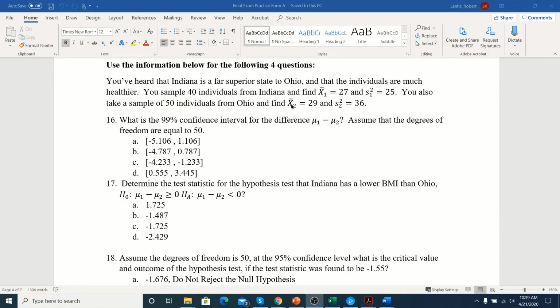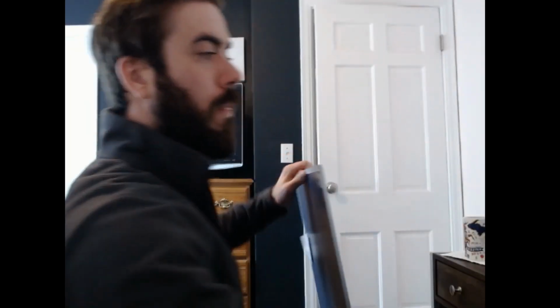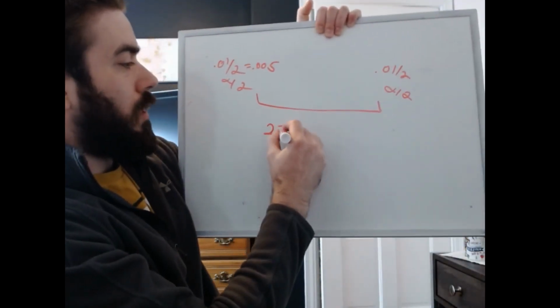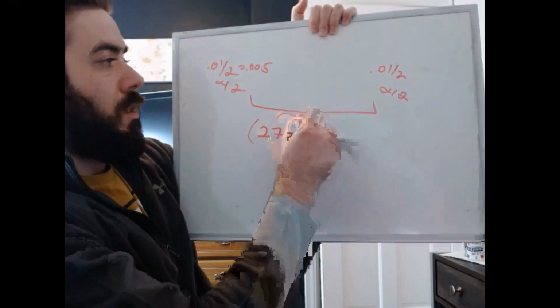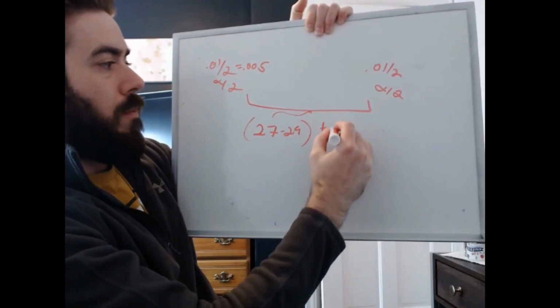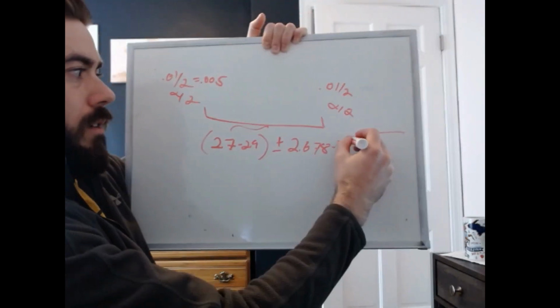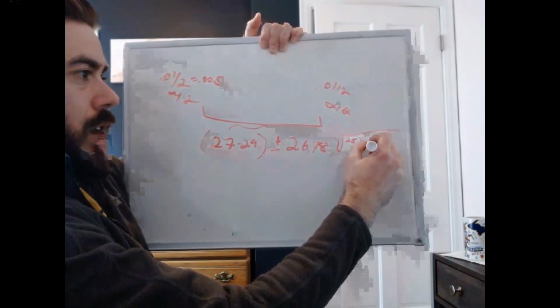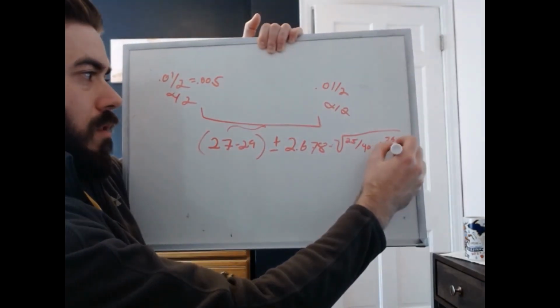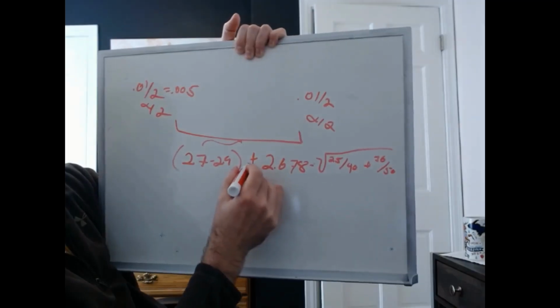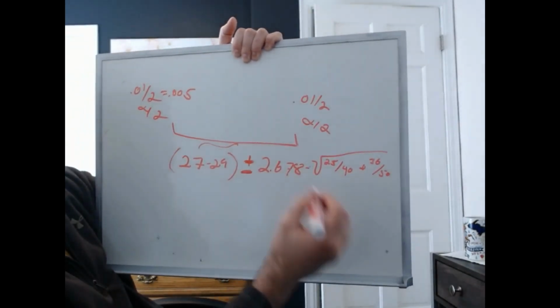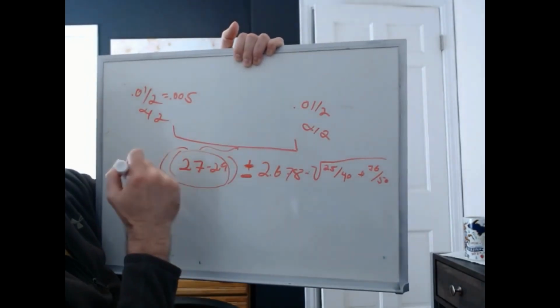Now, if I look at the difference between these two groups, there's a -2. So my confidence interval should be centered around whatever sample difference I find. If I'm thinking about writing this out, I've got 27 minus 29. I'm going to build my confidence interval around that, plus or minus that 2.678, times the square root of 25 over 40 plus 36 over 50. I'd add that margin of error to get my upper bound and subtract it to get my lower bound, but it should be centered around -2.